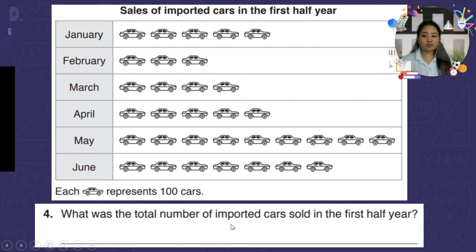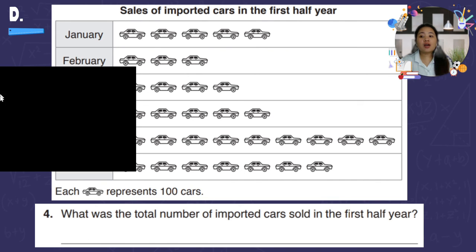Now let's go to number 4. What was the total number of imported cars sold in the first half year? This is already the first half of the year, so you have to count everything. So the total number is you have to add all the 6 months. To make it short, let's multiply so that it will be fast. Let's count the cars first.